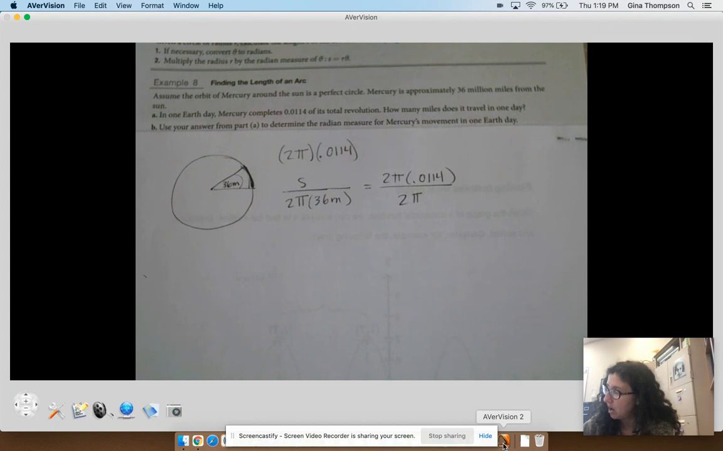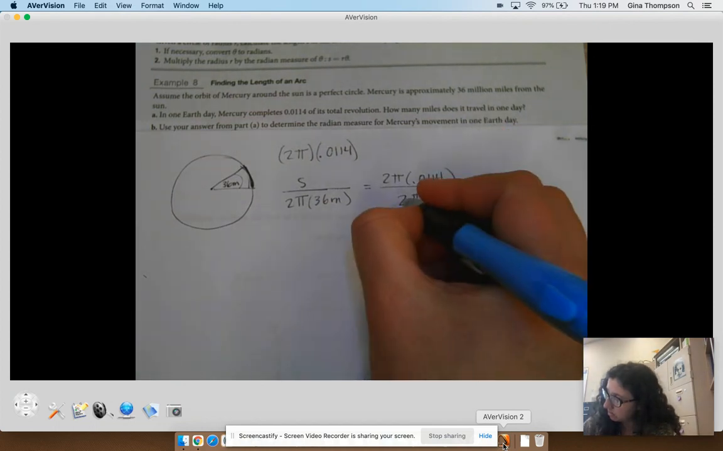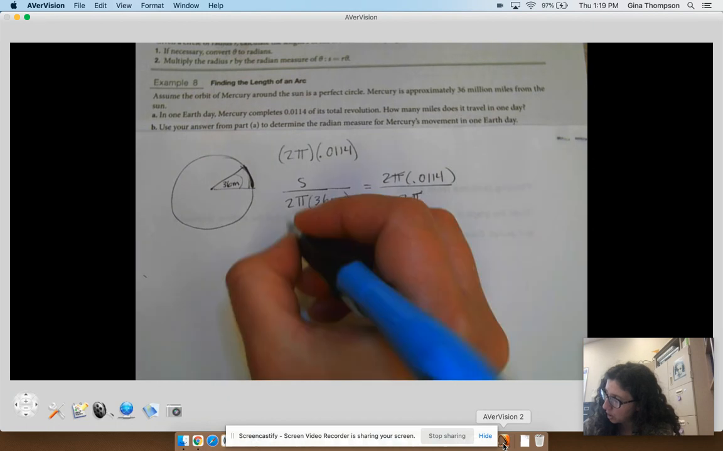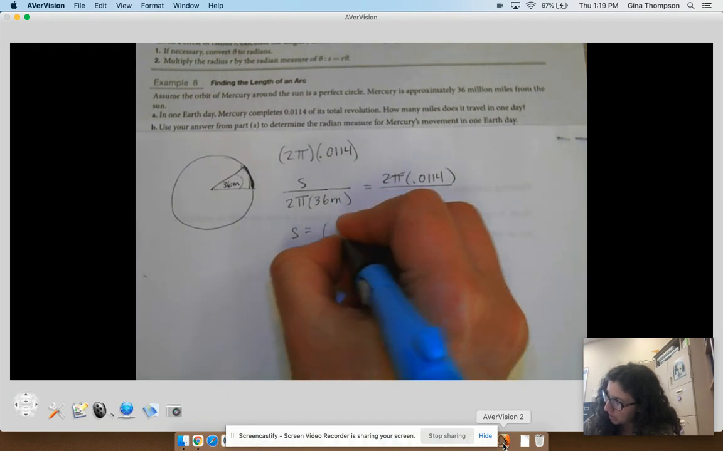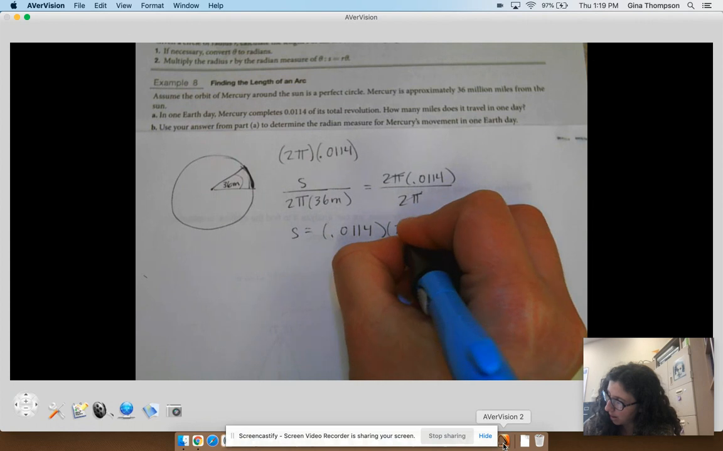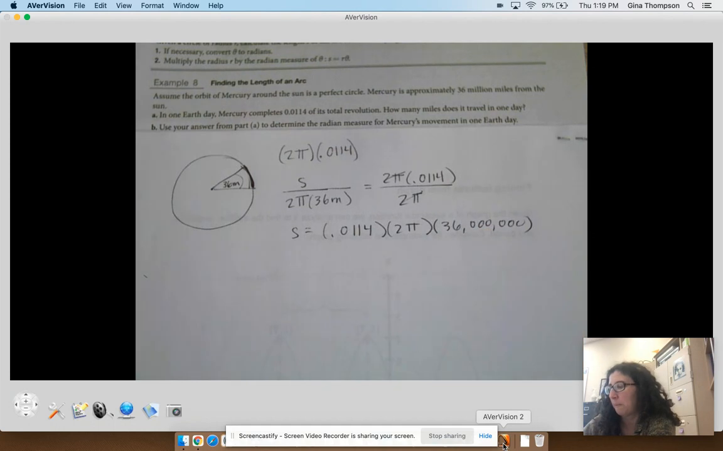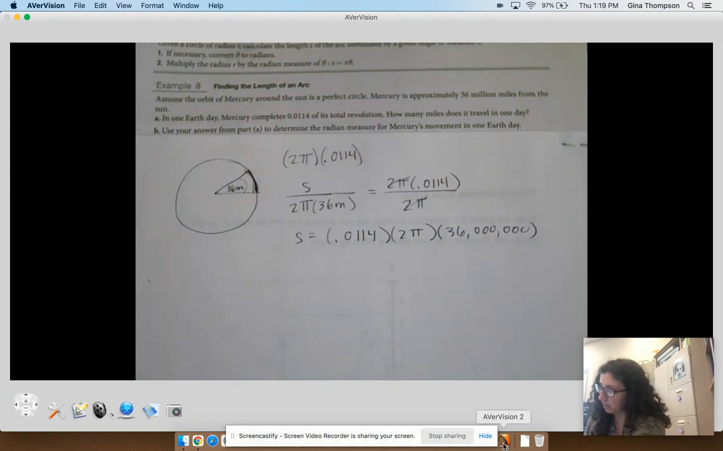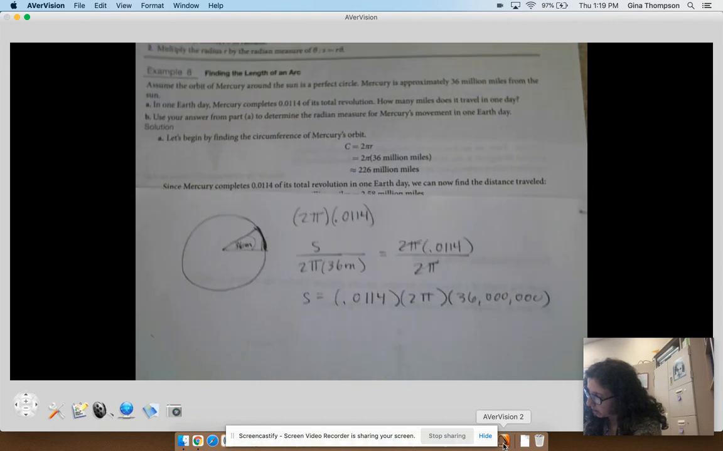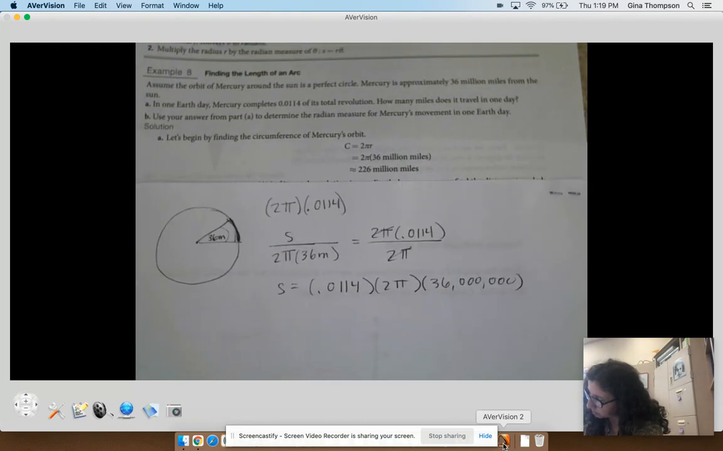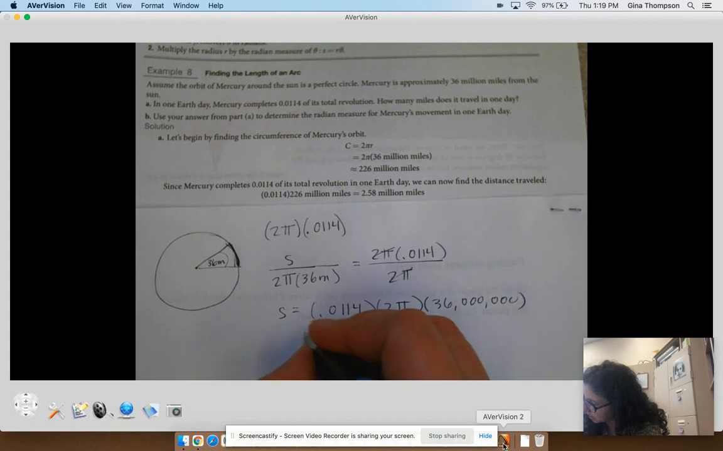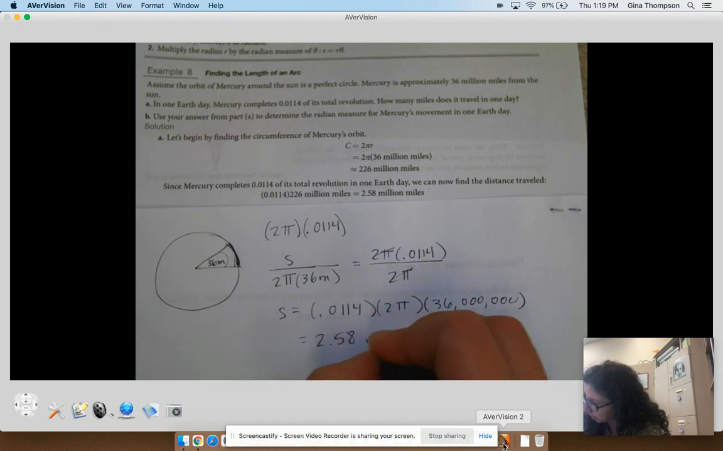Okay, can we simplify this at all? Yeah, we can. These 2 pi's cancel. We can say S equals 0.0114 times 2 pi times 36 million. And we can put that in our calculators. And I'm going to cheat because I think they already did that for us. Which is 2.58 million miles. Or we could write 258,000 miles.